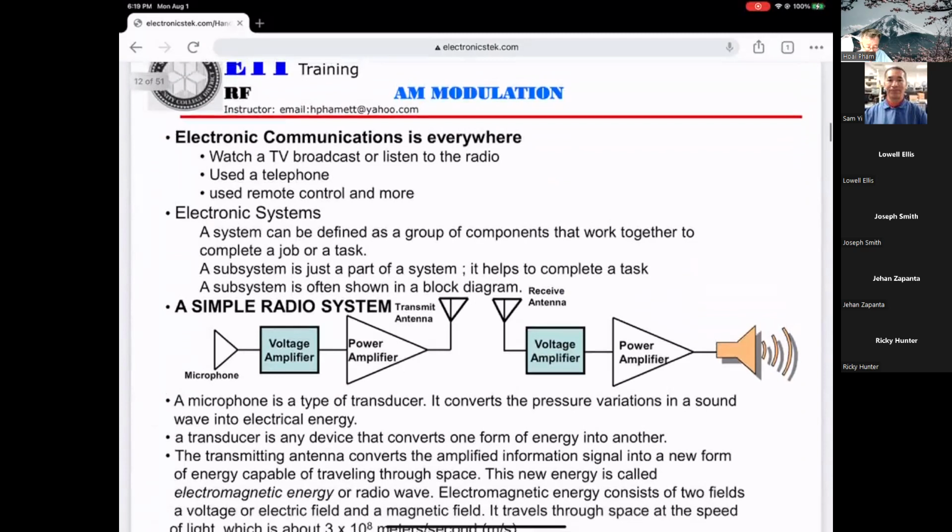Okay, electronic communication is everywhere. Watch a TV broadcast or listen to the radio. Use a telephone, use a remote control, and more. Electronic system: a system can be defined as a group of components that work together to complete a job or a task. A subsystem is just part of a system. It helps to complete a task. A subsystem is often shown in a block diagram.